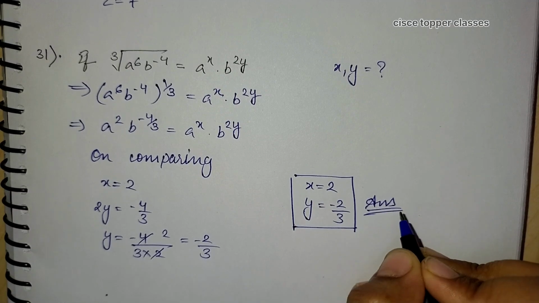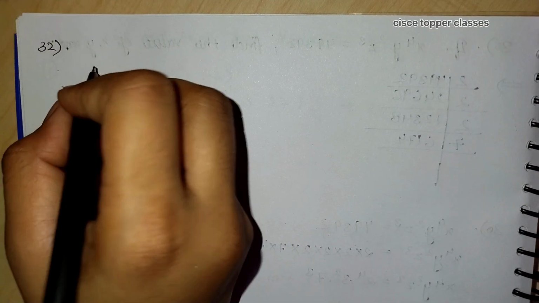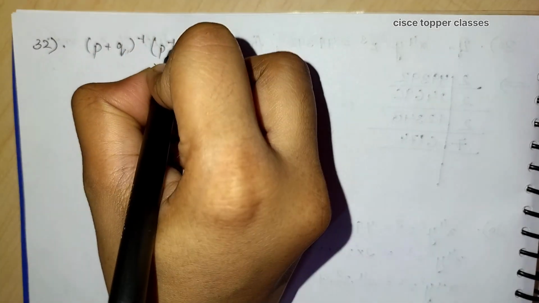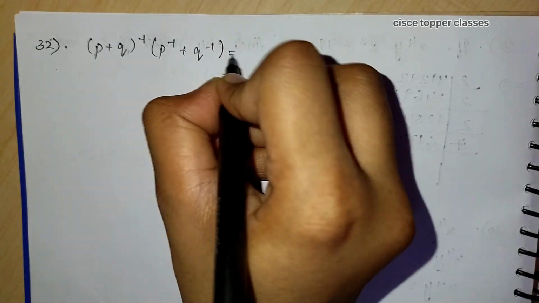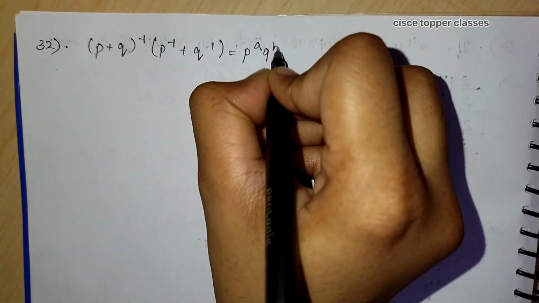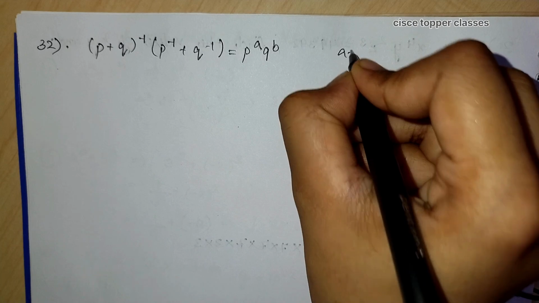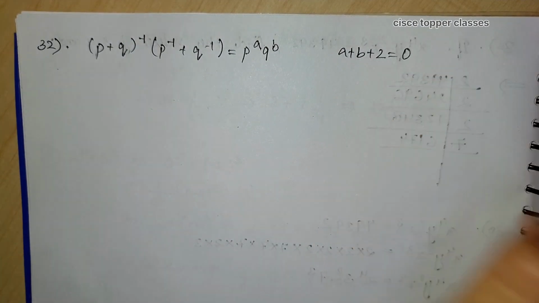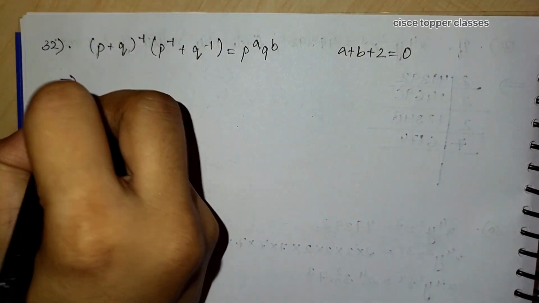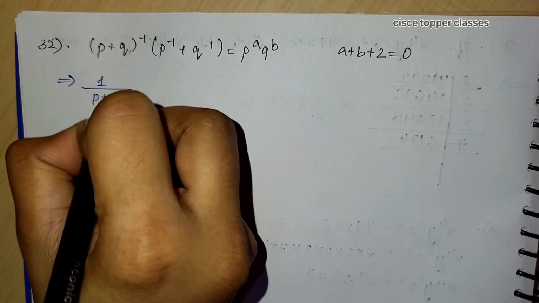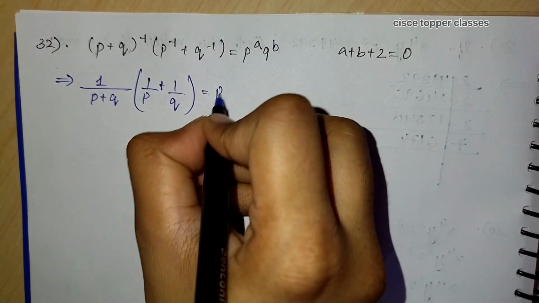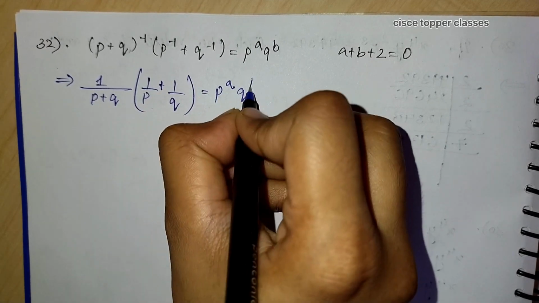Now let us solve the 32nd question, which says that if (P plus Q) inverse, that is P inverse plus Q inverse, is equal to P to the power A and Q to the power B, then we have to prove that A plus B plus 2 is equal to 0, where P and Q are different positive primes. We can simply write here as 1 by (P plus Q) and here as 1 by P plus 1 by Q equal to P to the power A and Q to the power B.